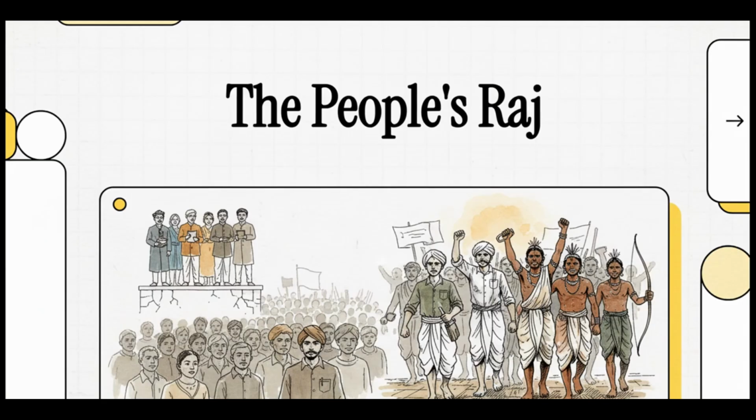But for a long, long time, it really wasn't. It started out as a movement led by the educated elite, who were pretty disconnected from the millions of people they were trying to represent. So this is the story of how all of that changed, how farmers, factory workers, and tribal communities went from being on the sidelines to being the main players in their own fight for freedom.